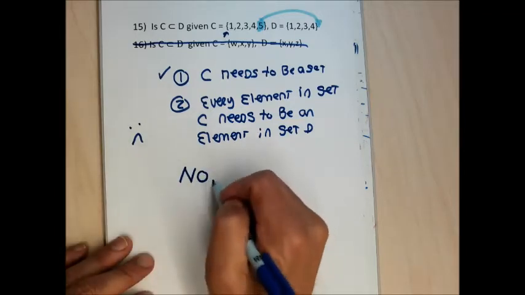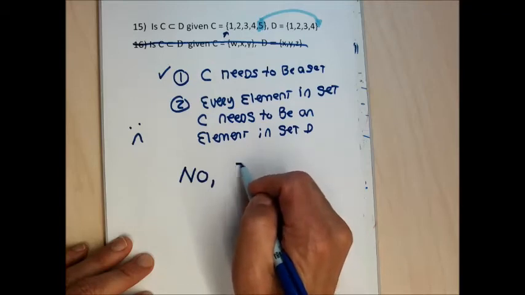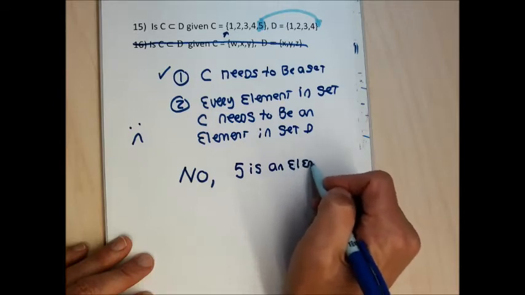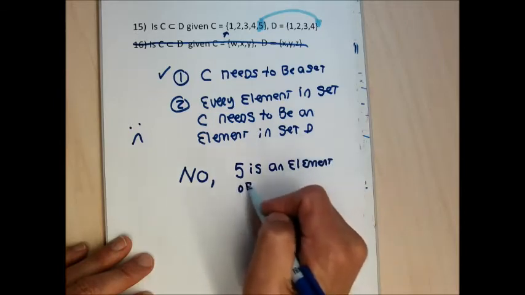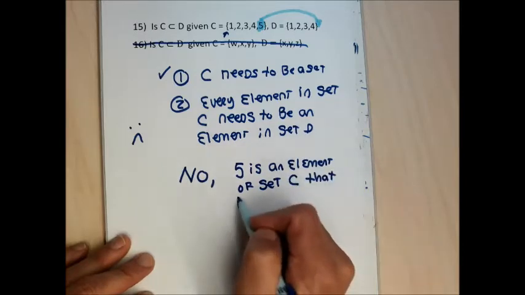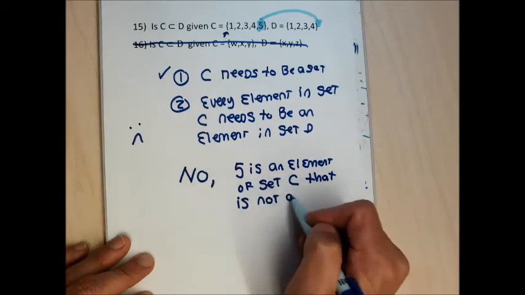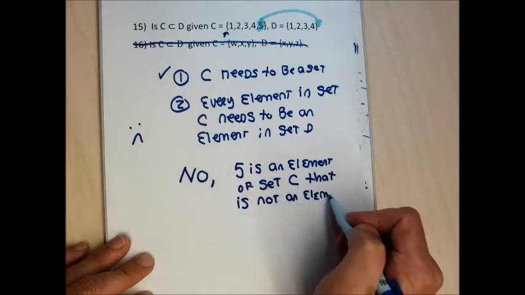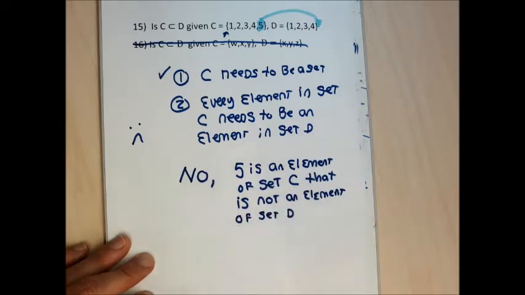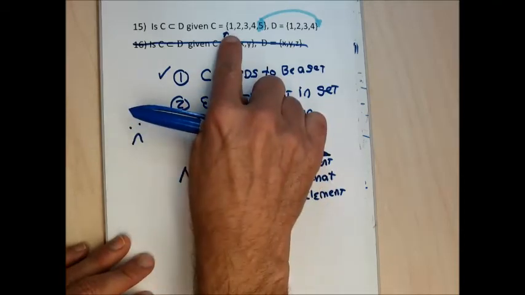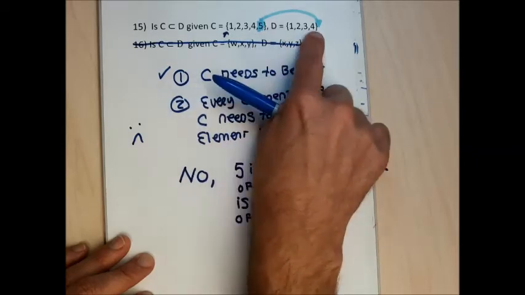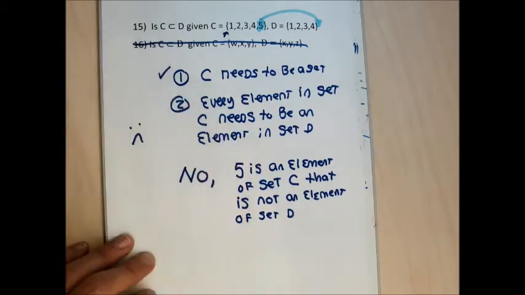I'm going to say no, because 5 is an element of set C that is not an element of set D. That's why rule 2 is violated, because for rule 2 to be true, every element in set C has to also be in set D, and it isn't. So C is not a proper subset of D.